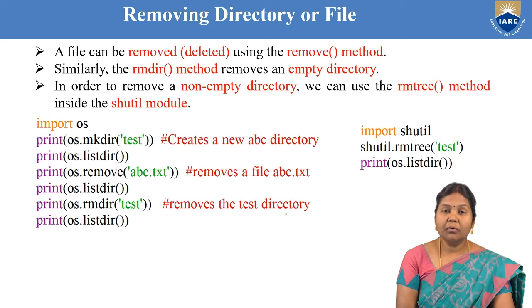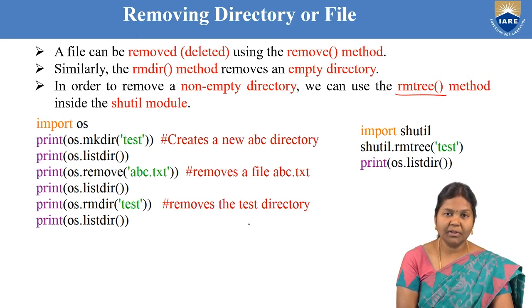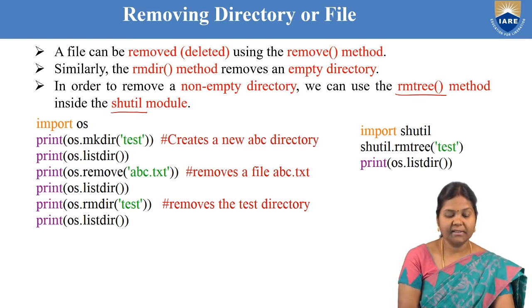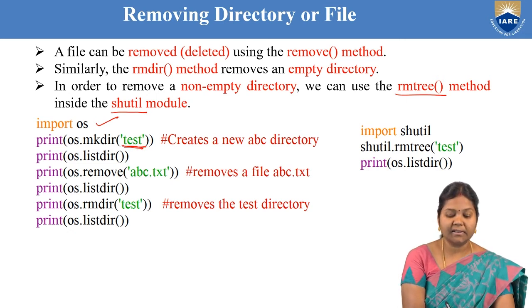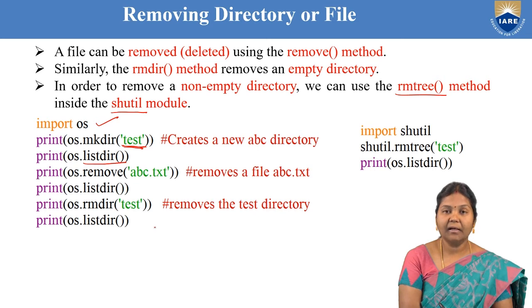Let us see first how to use it. If you want to remove a non-empty directory, then you have to use the method rmtree. This rmtree is not available in the OS module. It is available in the shutil module. So let us see how to do it. First you have to import the OS module. Suppose we are creating a directory with os.mkdir test. Test is the directory that is created. Next we are checking whether this directory is available by writing listdir. Now, this test is an empty directory that you have created.